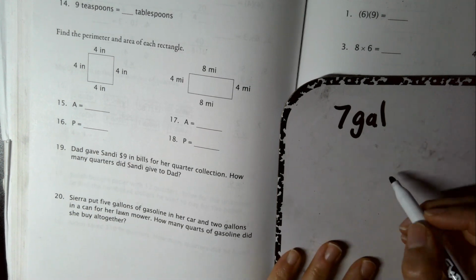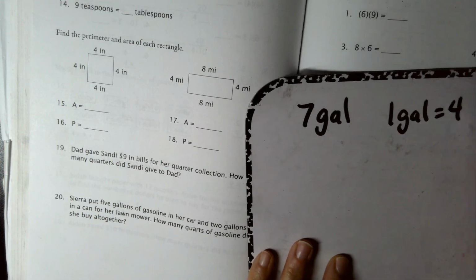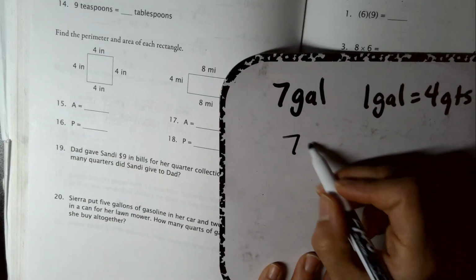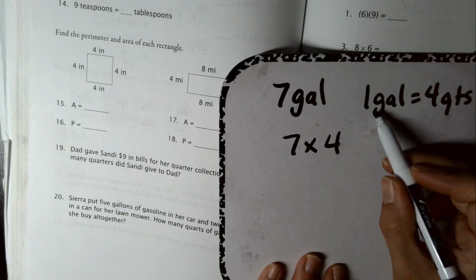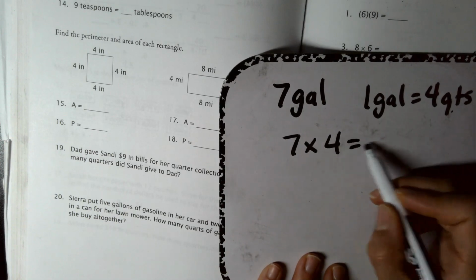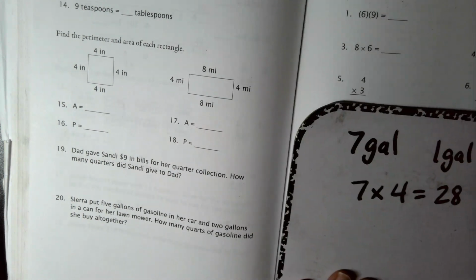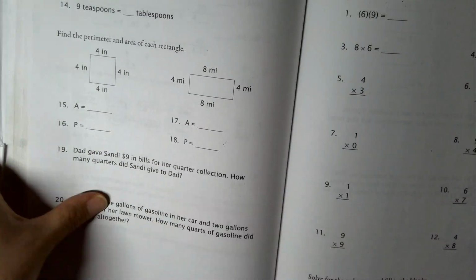In order to turn gallons into quarts, we have to multiply by 4, because 1 gallon equals 4 quarts. So we do 7, the gallons she bought, times 4, and that gives us 28. So she bought 28 quarts of gasoline. Okay, and we move on over here.